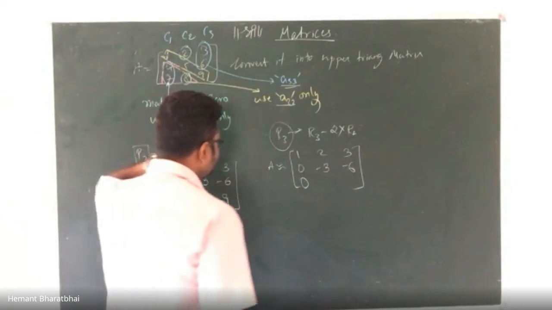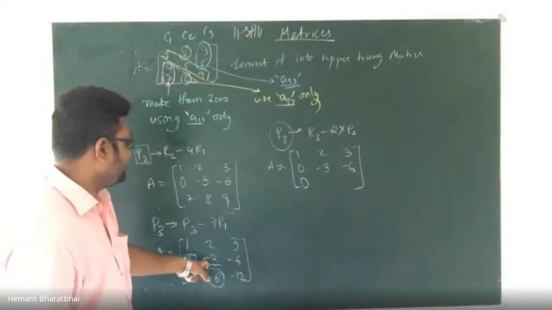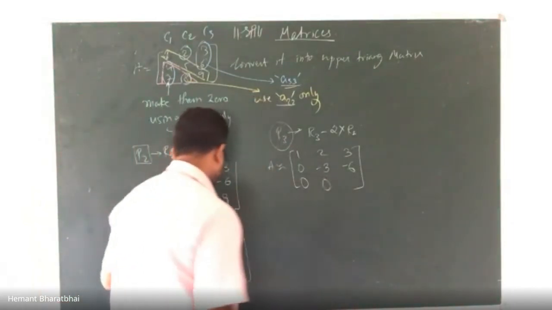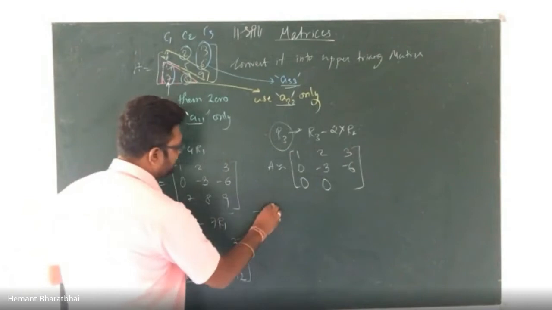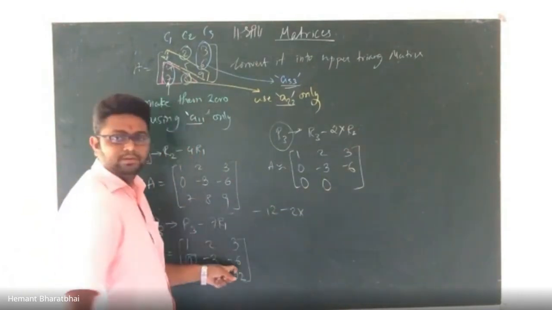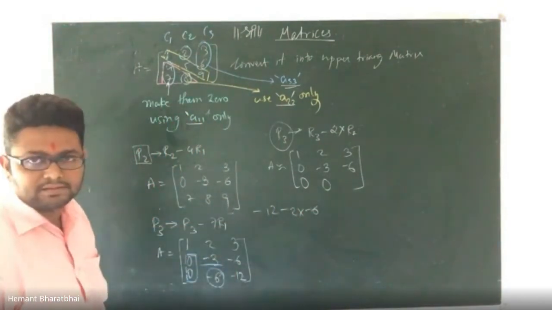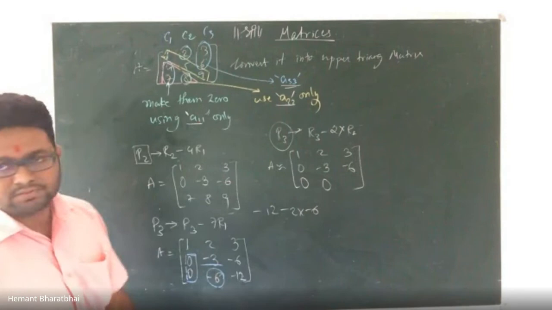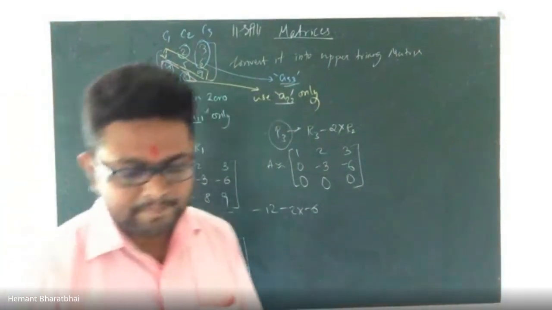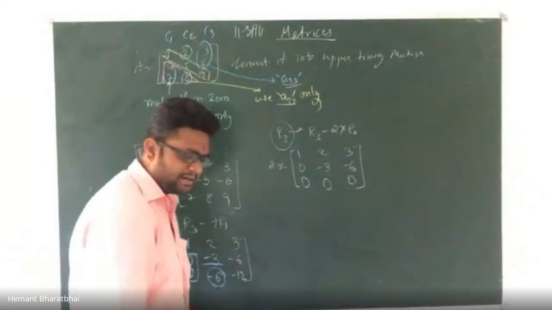So let's do this. So then R3, that is minus 6, minus will become plus 2 into 3, so that will become 0. Then minus 12 minus 2 into R2. Value of R2 is how much? Minus 6. So minus, that will become plus. So minus 12 plus 12, that also becomes 0.